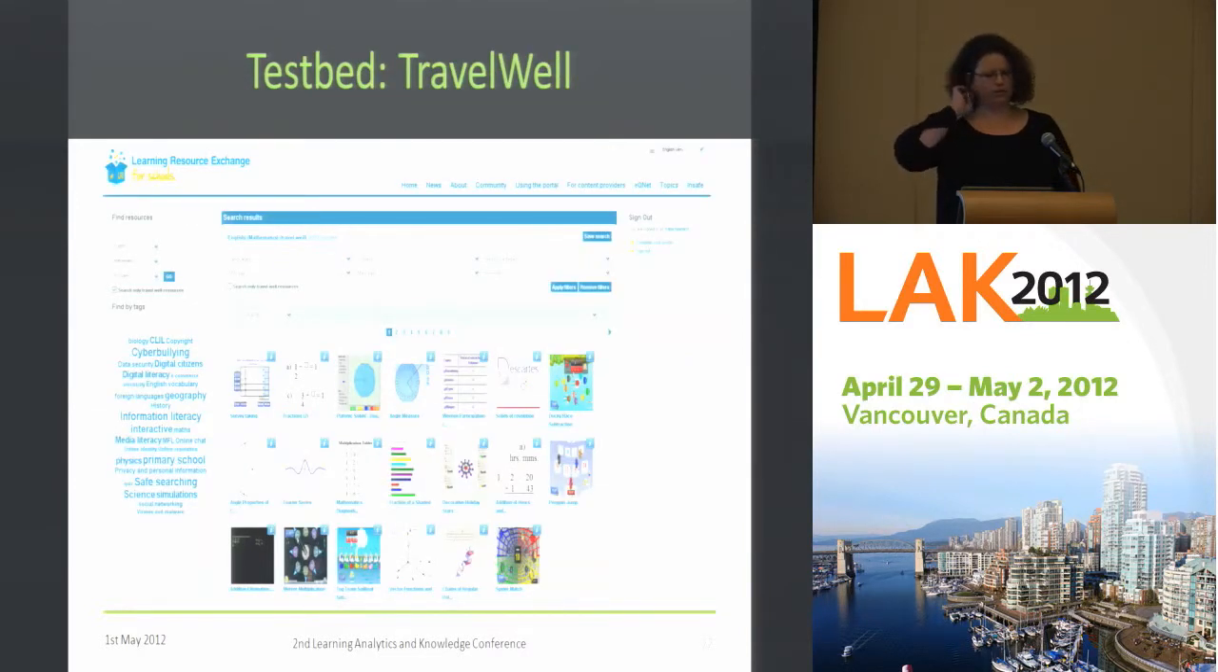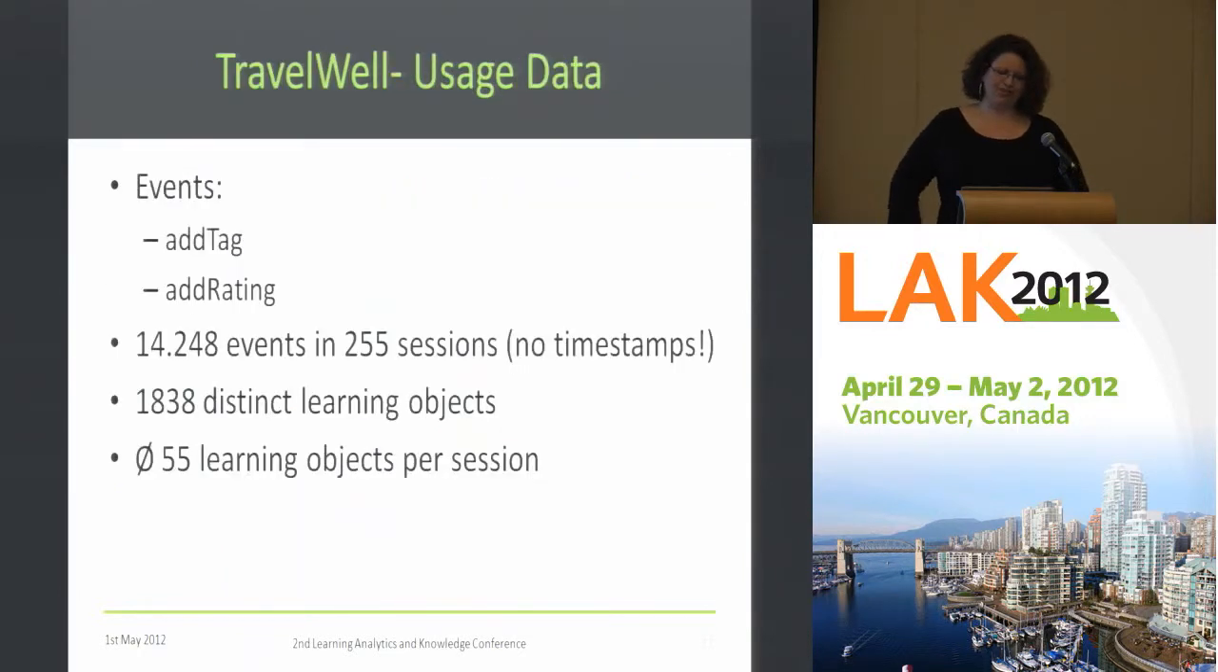The other testbed is TravelWell. This is also a European funded project. This is not our project, but they made the usage data openly accessible. But we do not have as many event types as we had for the MACE project. The only events that we have are add tag and add rating, which is okay, but you only add a tag once, and you only add a rating once to a learning object, while you can often go to a learning resource and have a look at it.